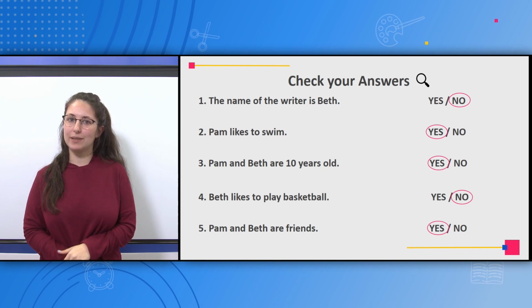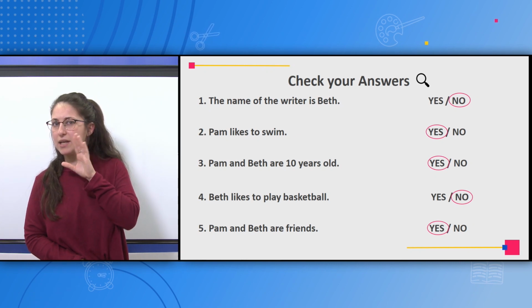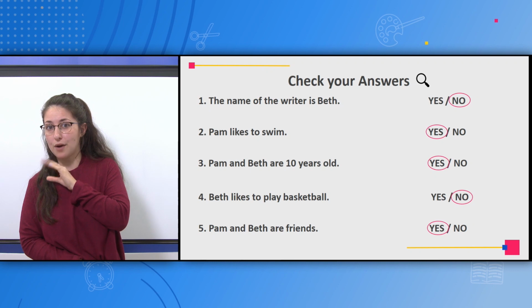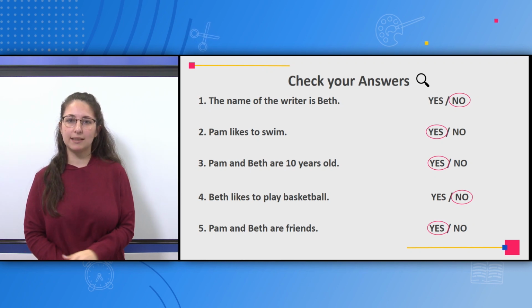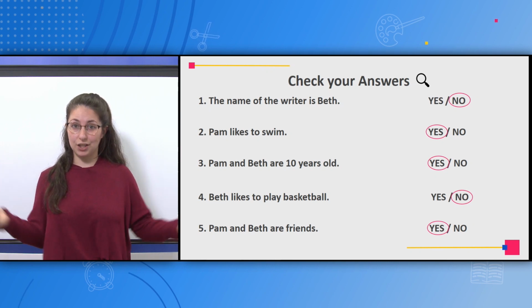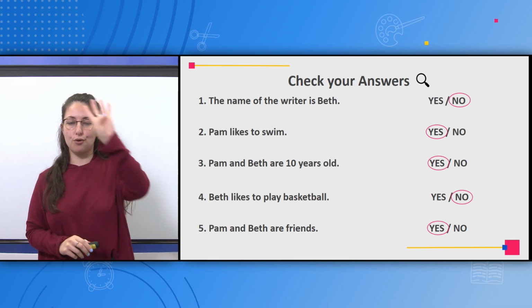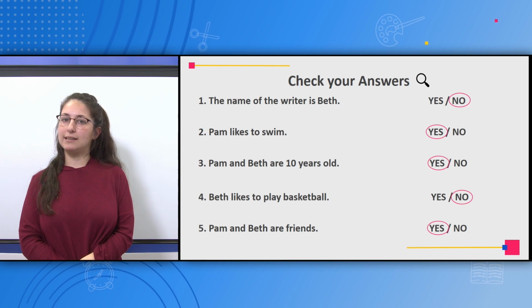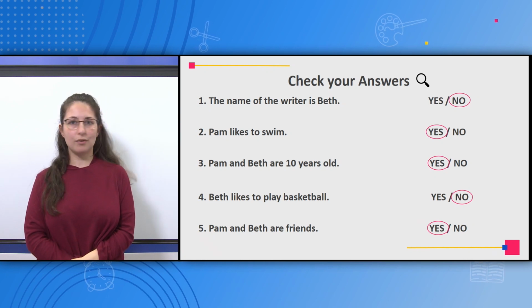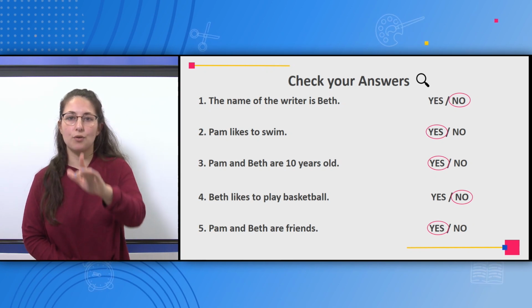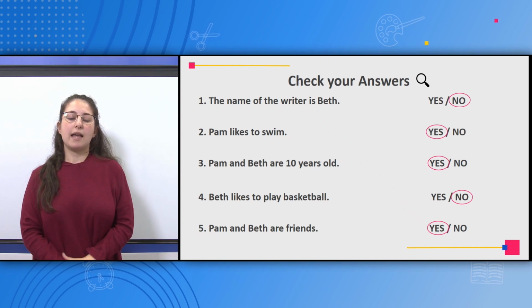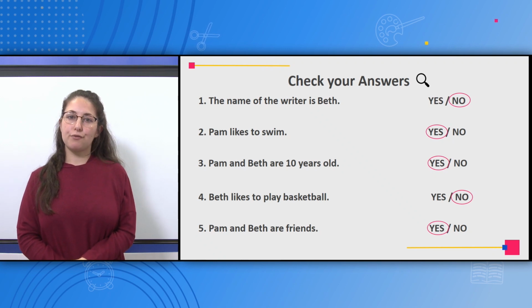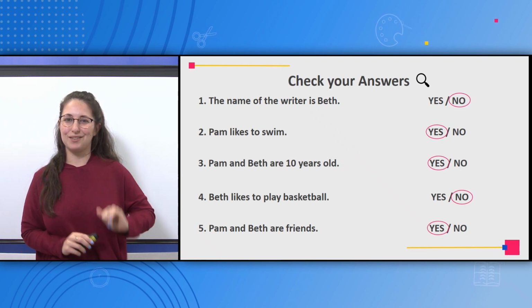Pam likes to swim. Yes, and she has a big swimming pool next to her house. 3. Pam and Beth are 10 years old. Yes, because they are the same age. Do you remember? 4. Beth likes to play basketball. No. Beth likes to play computer games and to play the guitar. And 5. Pam and Beth are friends. Yes, they are really good friends.